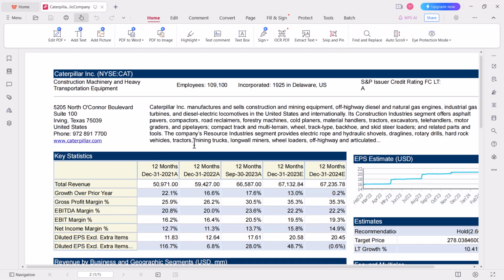So Caterpillar manufactures and sells construction and mining equipment, off-highway diesel and natural gas engines, industrial gas turbines, diesel electric locomotives in the United States and internationally. And then it goes a little more information here about everything that they do.